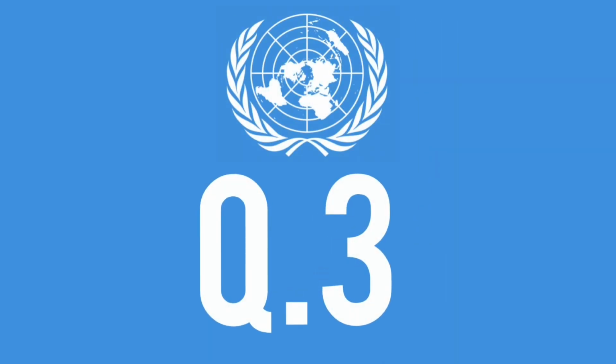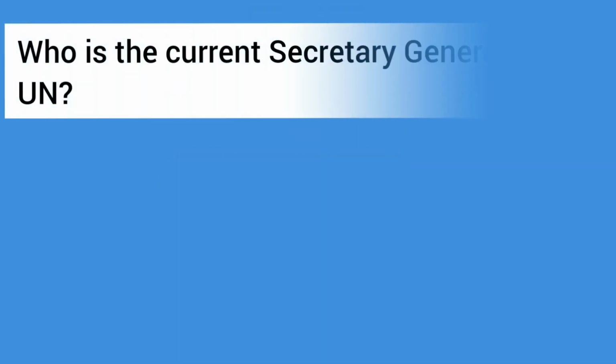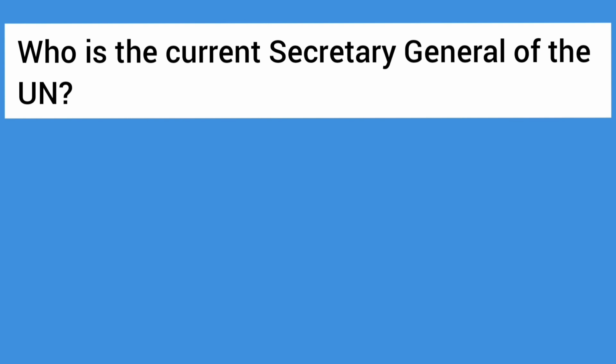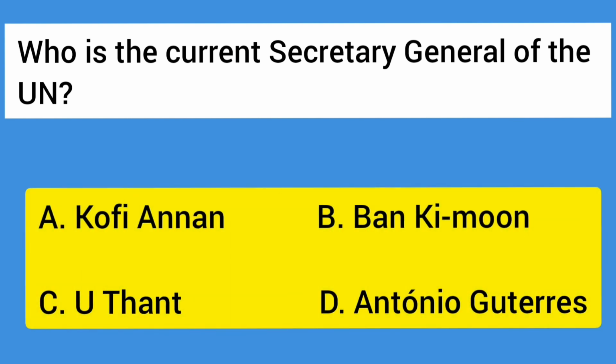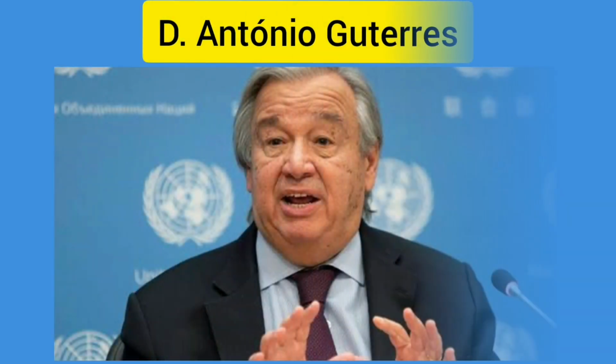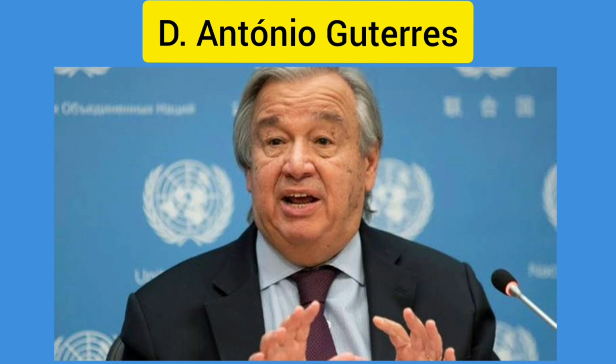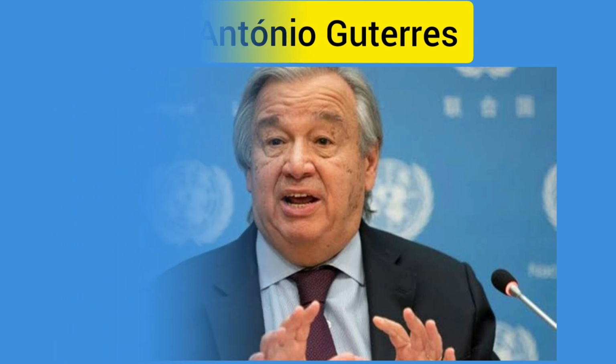Question 3. Who is the current Secretary General of the UN? A. Kofi Annan, B. Ban Ki-moon, C. U Thant, D. Antonio Guterres. The answer is D. Antonio Guterres. He is the 9th Secretary General of the United Nations, serving since 2017.